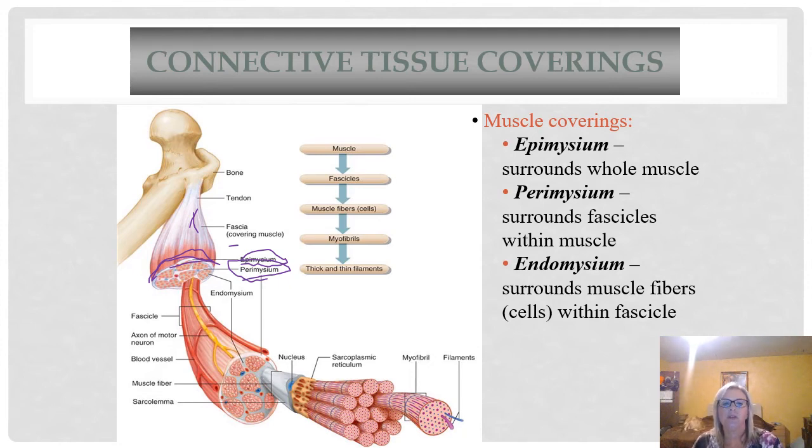All right, so endomysium is going to be the innermost, and that is going to separate individual muscle fibers from each other. All right, and so that's going to surround the muscle fiber cells within the fascicle, and you can see that is outlined right there. Okay, so I'm not sure how well you can see this picture on your screen, so I would really recommend looking at this closely in the diagram in your textbook.